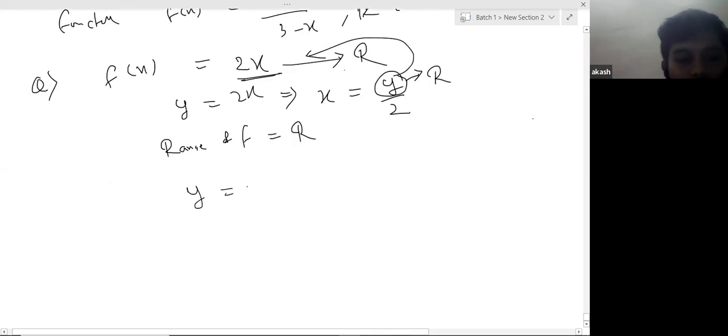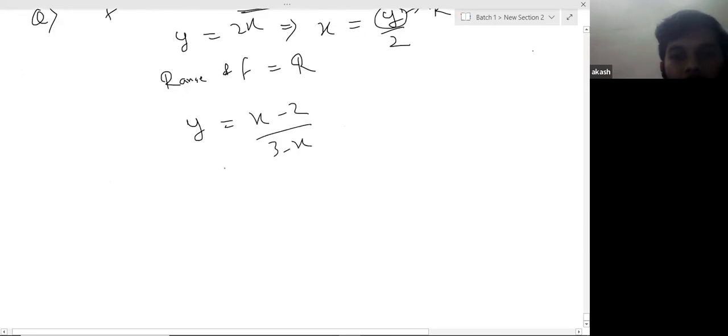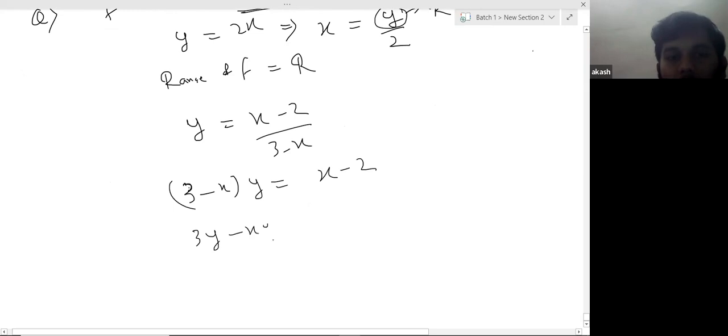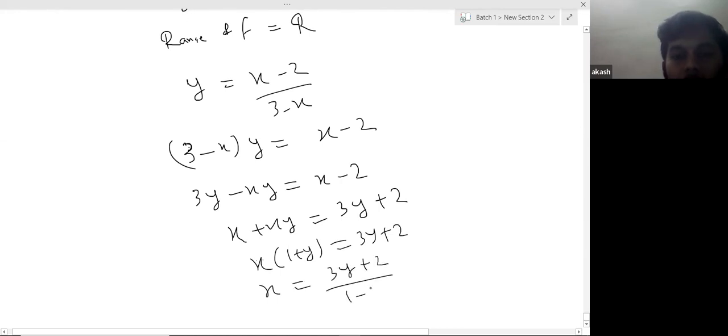Here we had y equals to x minus 2 upon 3 minus x, right? Multiply them. This can get tricky. So this is 3y minus xy equals to x minus 2. Bring all the x terms together. So this is x plus xy equals to 3y plus 2. Taking x common, 1 plus y equals to 3y plus 2. So x equals to 3y plus 2 upon 1 plus y.